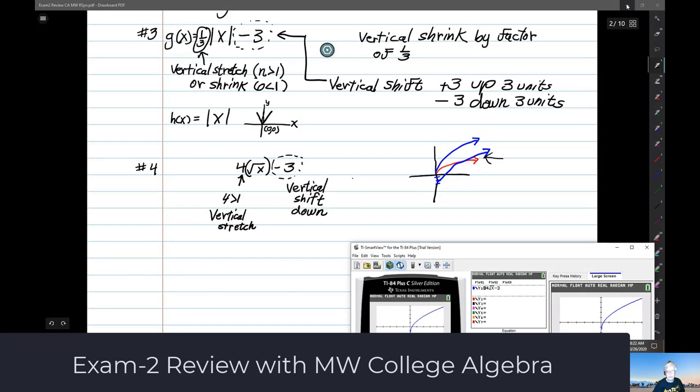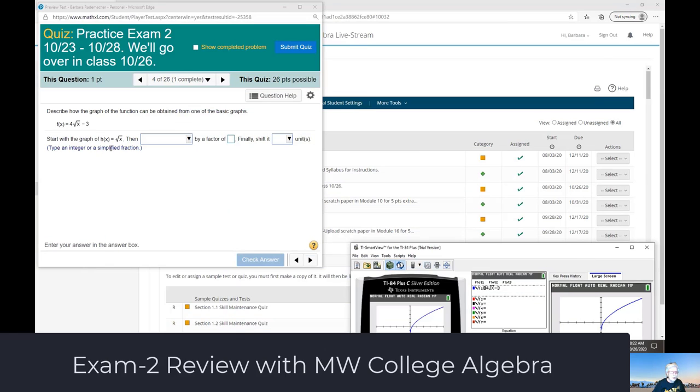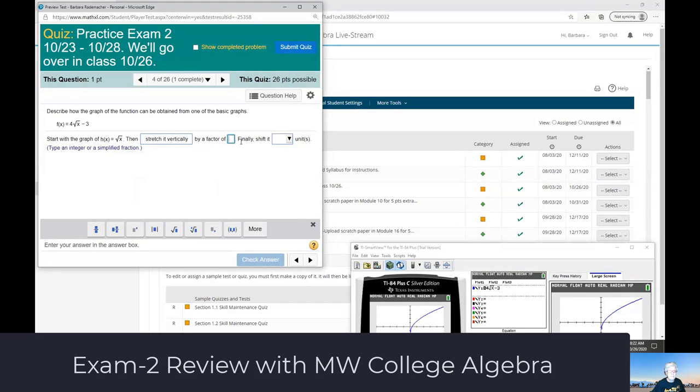All right, let's take a look at the problem then. Start with the graph of h of x equals the square root of x, then do something to it by a factor of. Whenever you see the word factor, you're dealing with a vertical stretch or shrink, which will be this number. So we're going to shrink it vertically, not this time. We're going to stretch it horizontally, no. We're going to stretch it vertically by a factor of 4. And then finally, we're going to shift it down 3 because of that -3.